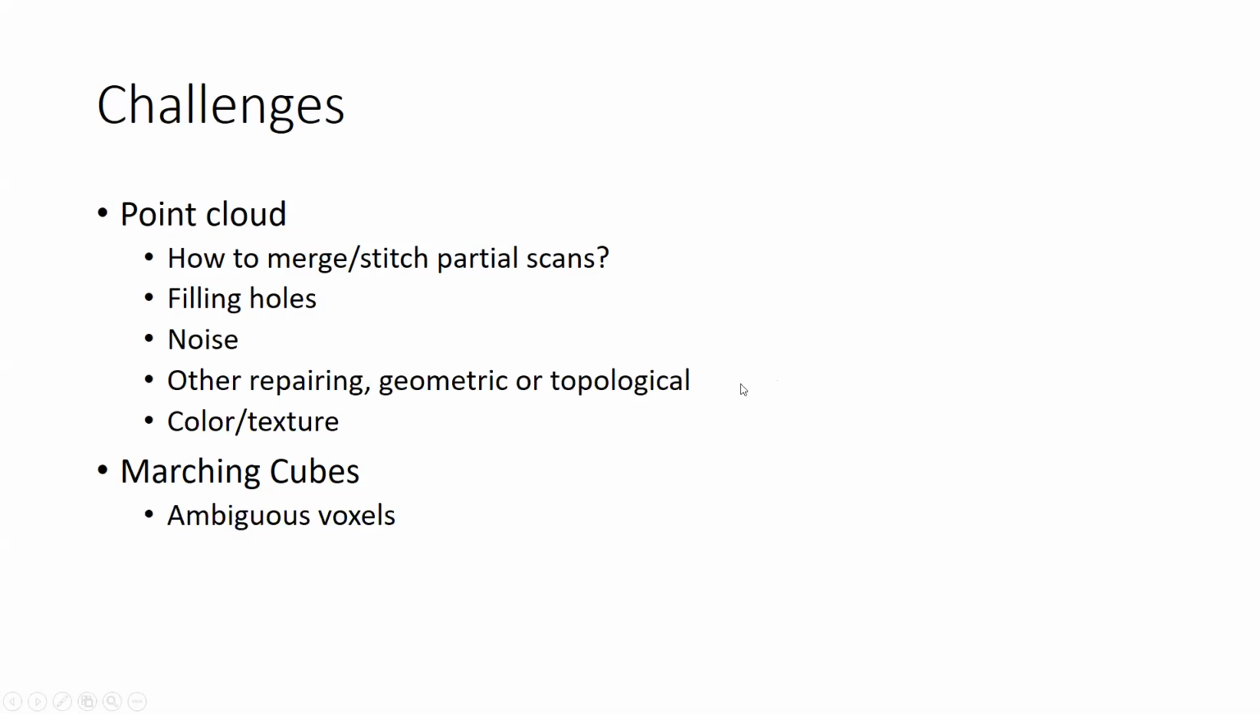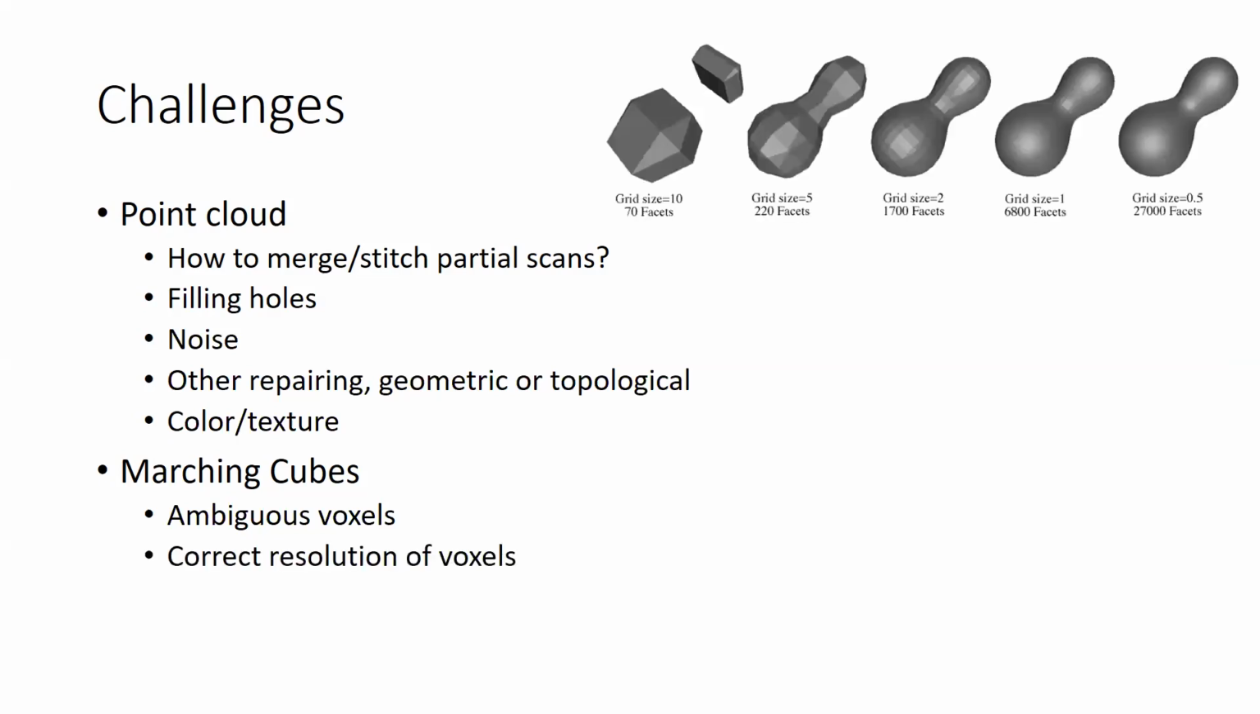And for marching cubes, the main problem is the voxels, in which a voxel can be ambiguous. You have a few choices to match each other. We'll actually do some exercises for both of these problems in our coming Monday tutorial so that you can experience what it is about. And the last thing is how small your voxel is supposed to be.